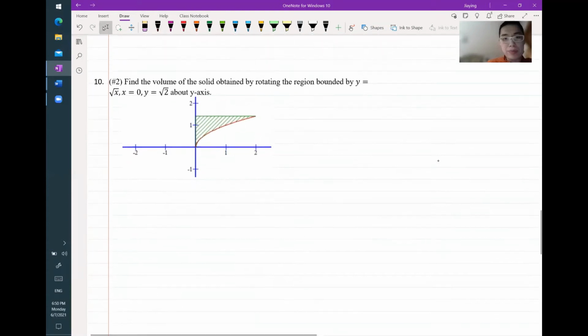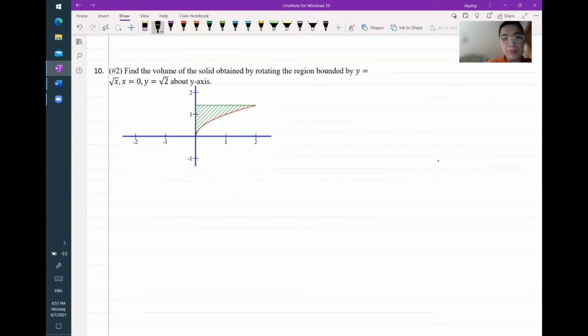Okay, so one more example. In this case, we're going to find the volume of the solid obtained by rotating the region, again, just like the region above. This time, we're going to rotate it about the y-axis. If we do that, we end up with this.